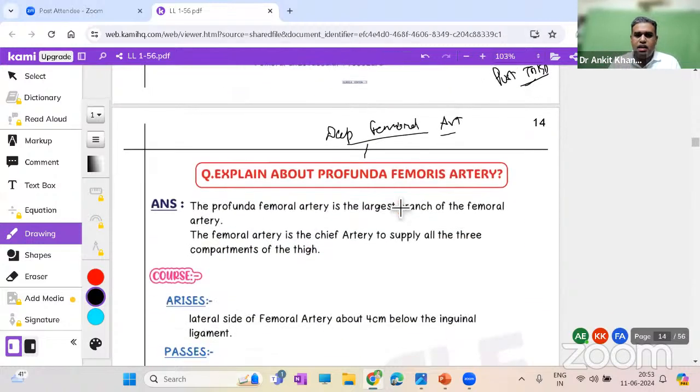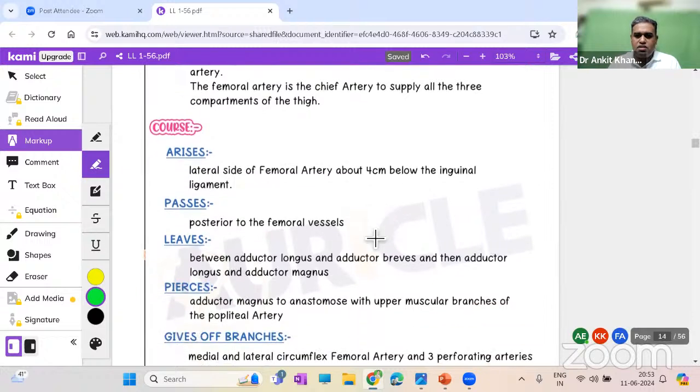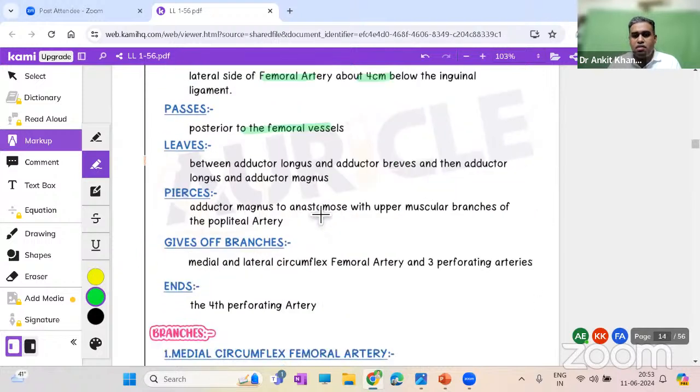Now let's come over here and explain about the profunda femoris. If you know the basics of what is happening, then you can easily answer. So it's the largest branch, as profunda brachii was the largest branch of the brachial artery. Okay, the course you can see over here. It arises from the femoral artery around 4 centimeters below. Then it passes behind the femoral vessels. It lies between the adductor longus and brevis, and then it goes between longus and magnus.